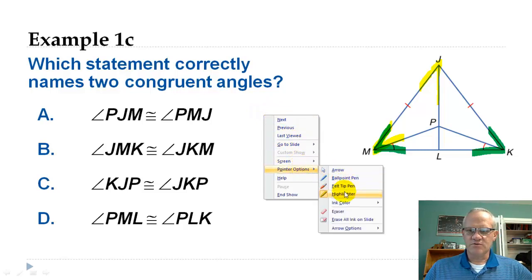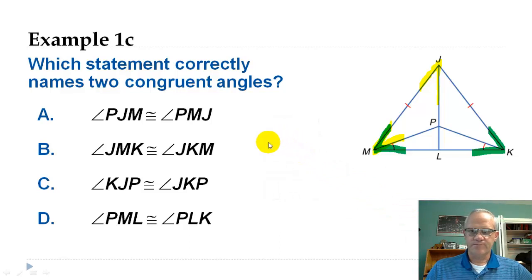All right, let's go to a different color. I'm going to go to a purple this time. So KJP, that's this angle right here. And then JKP, it looks like is this angle. Again, those two look like they could be congruent, but if you look at the side across from it, they're not marked as being congruent, so we can't know for sure.